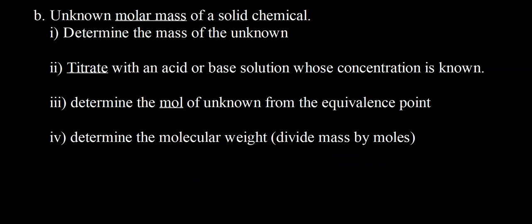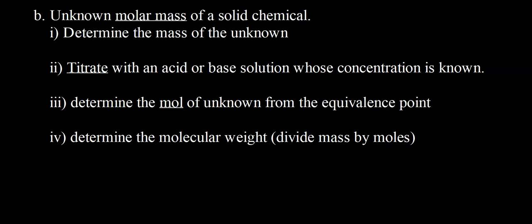The other calculation we can do using a titration is to determine the molar mass of an unknown solid acid or solid base. We've done this before, determining the molar mass of an unknown substance. So we're going to use that similar approach, but how we're going to get to moles here is different than what we did with gases, for example. With gases, we use the ideal gas law to find moles. Here we're going to use the equivalence point.